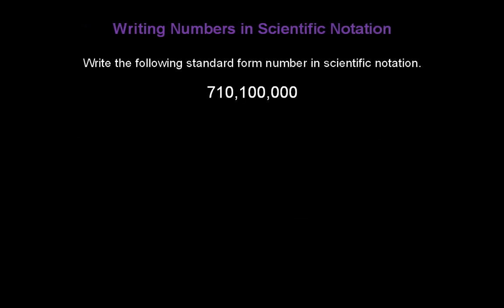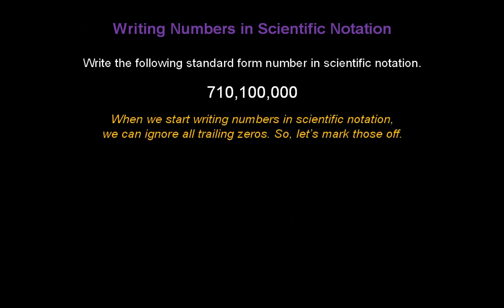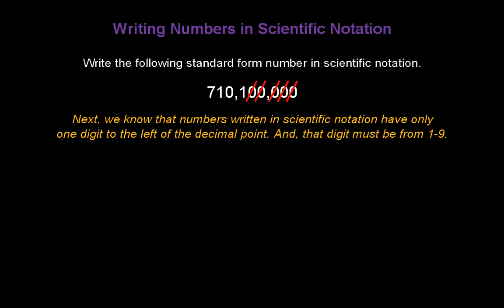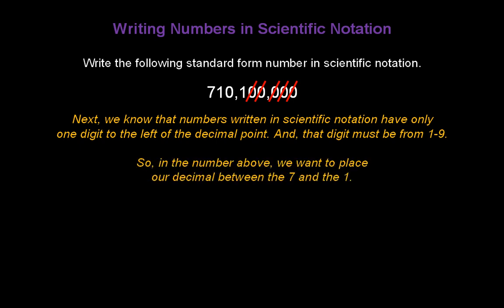Now let's write the following standard form number in scientific notation. We have 710,100,000. When we start writing numbers in scientific notation, we can ignore all trailing zeros. So let's start by marking those off. Next, we know that numbers written in scientific notation have only one digit to the left of the decimal point, and that digit must be from 1 to 9. So in the number above, we want to place our decimal between the 7 and the 1.